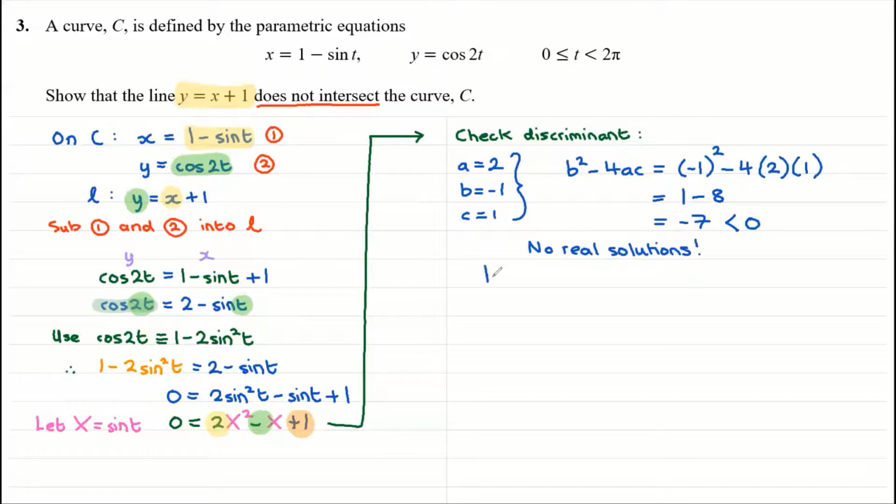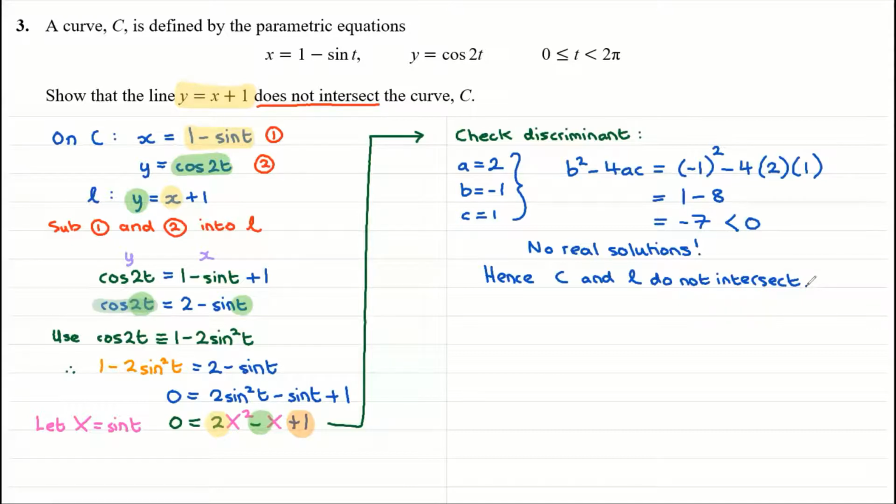So hence C and L do not intersect. Okay, and we've done that with the discriminant. So you remember doing that with lines and circles. You always get a quadratic, and then you show from the discriminant that there's either no points of intersection, there are 2 points of intersection, or 1 when there is a tangent. Okay, so that's one way of doing it.